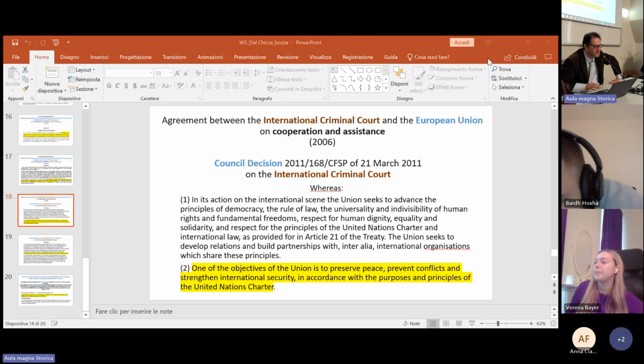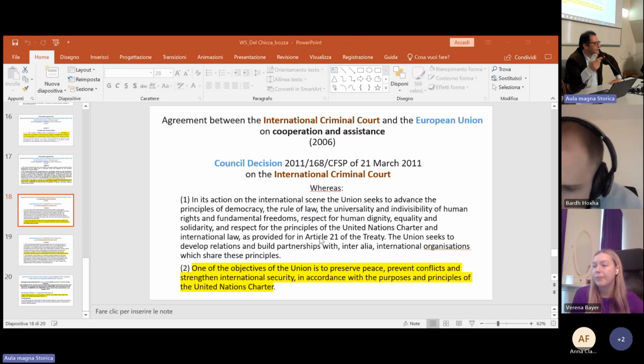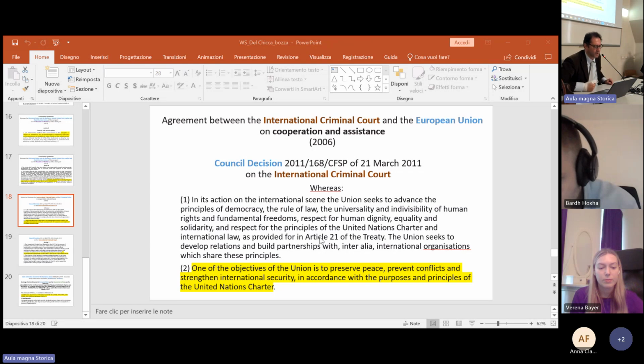In fact, in the Council decision, we can read that one of the objectives of the Union is to preserve peace, prevent conflicts, and strengthen international security in accordance with the purposes and principles of the United Nations Charter. We can find here a declaration of the European Union. We cannot find here that parties commit themselves. Just the European Union wants to declare that one of its objectives is to preserve peace, prevent conflicts, strengthen international security, and so on.